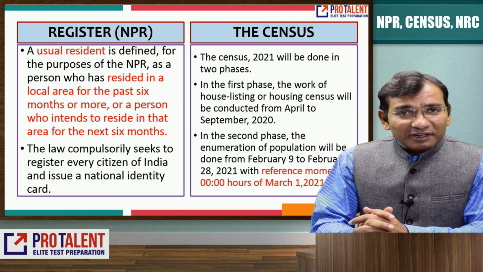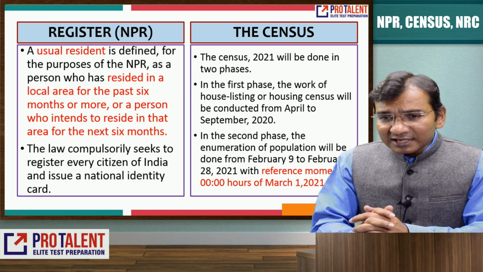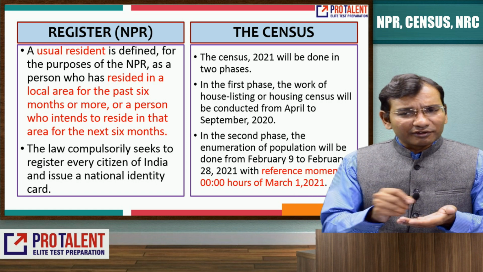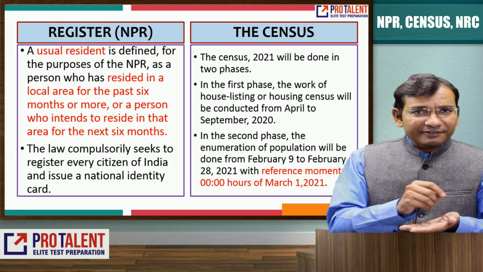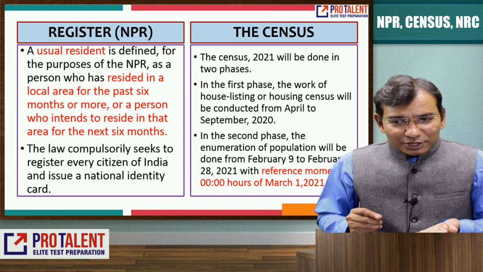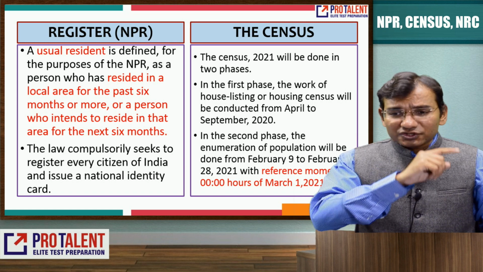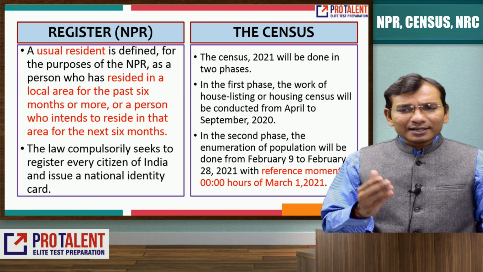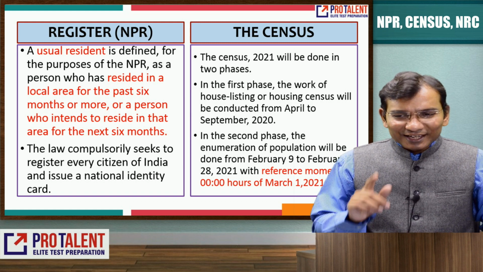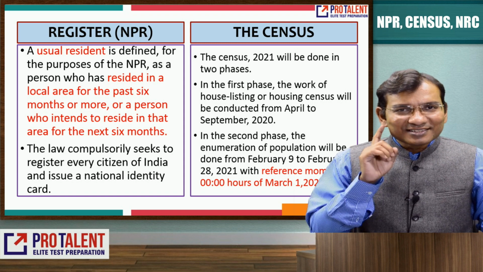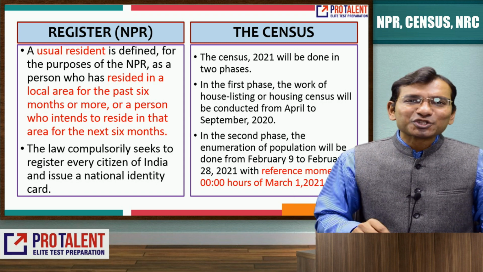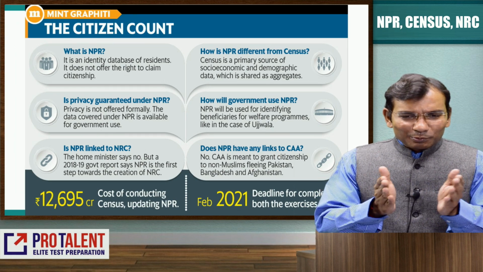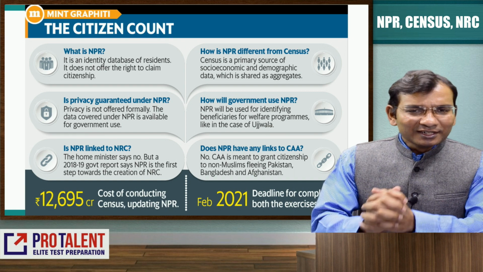Anyway, come back to census. Census 2021 will be conducted in 2 phases. ठीक है, the first phase will be going house by house, listing of houses, and then the second phase will be enumeration of the population. Here the reference date is March 1, 2021. ये याद रखिएगा, अलग अलग एग्जाम्स में ये पूछा जा सकता है, ठीक है. So the reference moment is 00 hours of March 1, 2021.